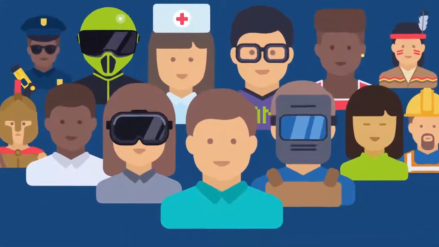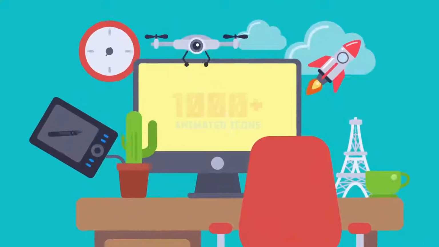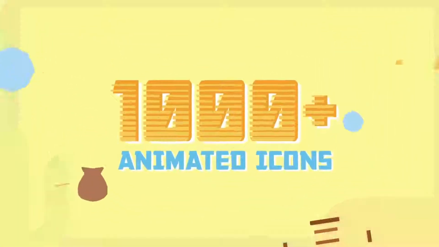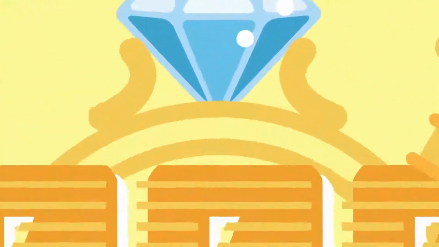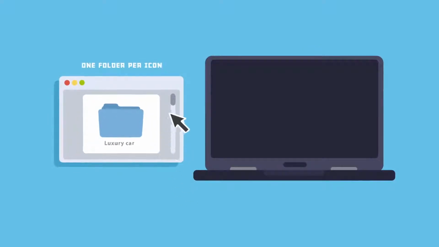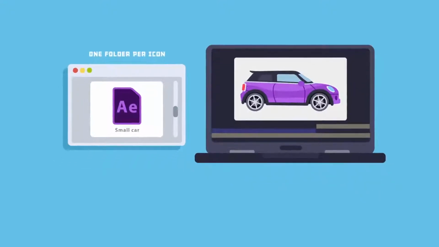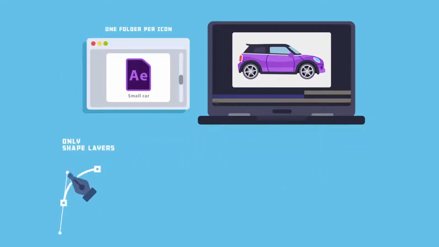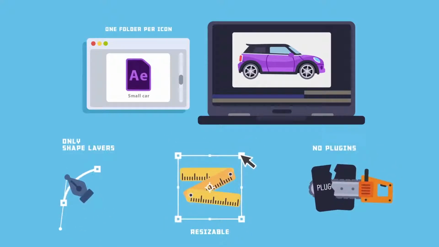Hey, let me introduce you to our one-year project. More than 1,000 lovely animated flat-style icons pack. How does it work? So easy. One folder per icon. Just drag and drop into your composition. Only shape layers. Resizable. No plugins needed.